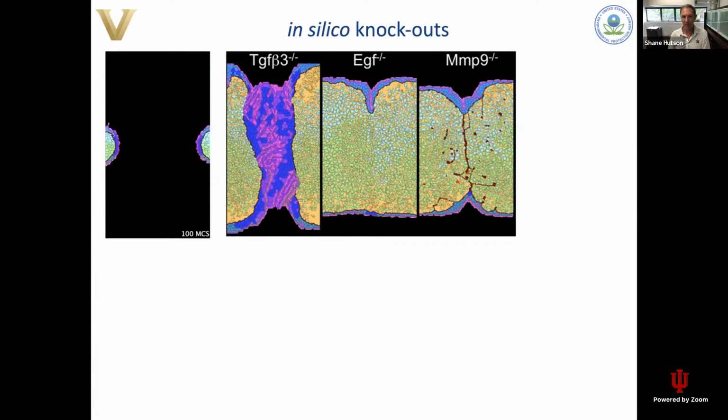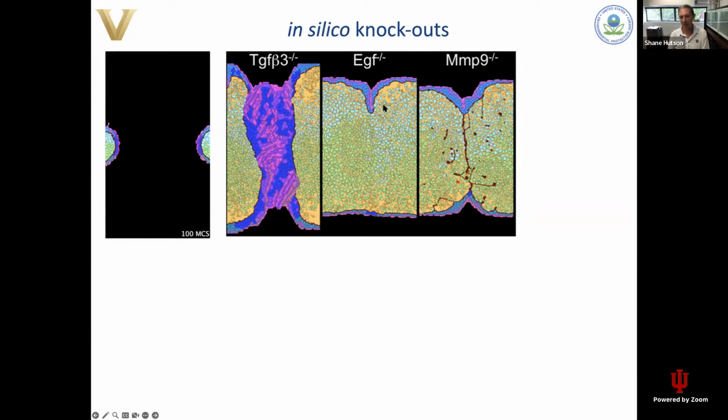Other ones like TGF-beta and EGF, right? This is the mutual inhibition that takes place in that epithelial seam. And if we don't let TGF-beta be present, right, we knock it down, then we get this huge overgrowth of the epithelium, and it never goes away, and the tissues don't fuse. If we knock out EGF, the system's okay.